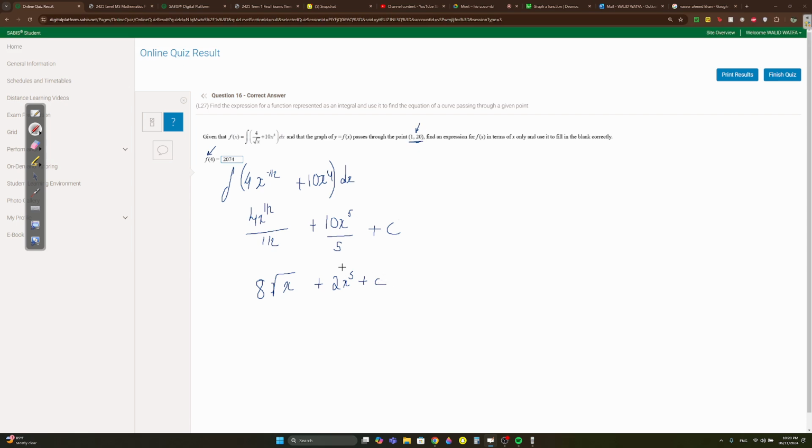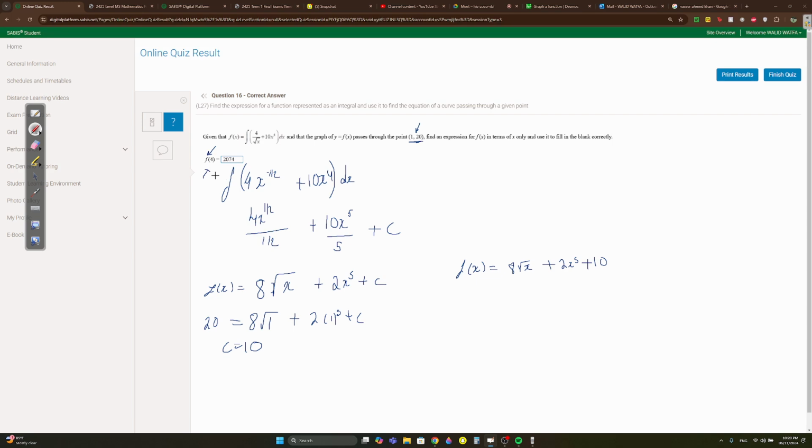They give us it passes through 1, 20. So we substitute f of x is equal to this, right? We substitute into f of x 20, and we substitute x as 1. So 8 root 1 plus 2 times 1 to the power 5 plus c. So you're going to get 8 plus 2, which is 10. So you get c is equal to 10, if you solve this equation. So that means f of x is equal to 8 root x plus 2x to the power 5 plus 10.